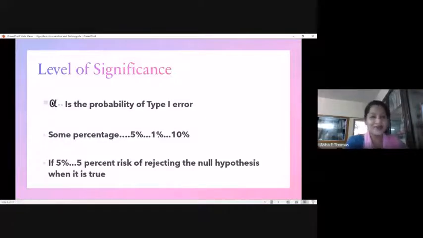But if he is in a moderate scenario, and that is how we generally find it in research, the level of significance will be 5%, which means he is saying that yes, there is a 5% chance of commission of type 1 error, that is, rejection of our null hypothesis when it is true.